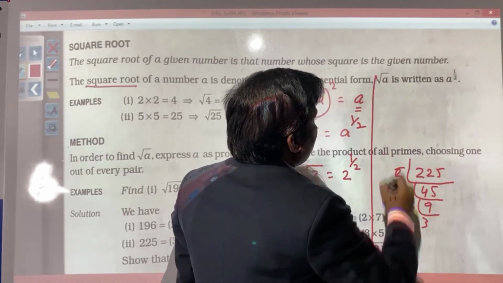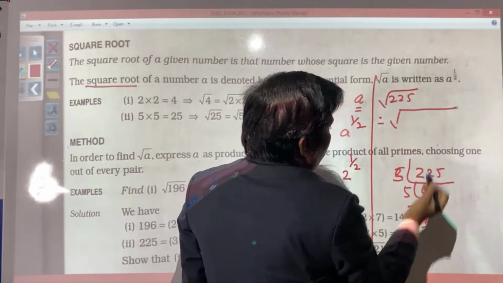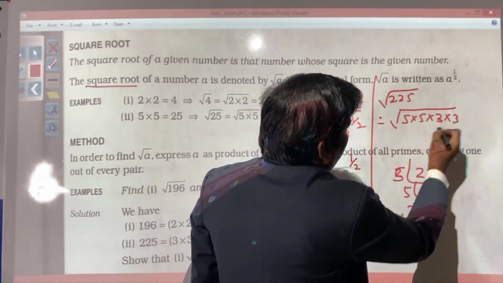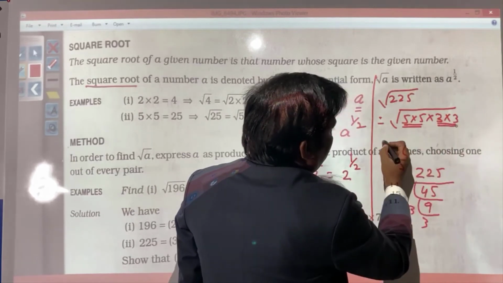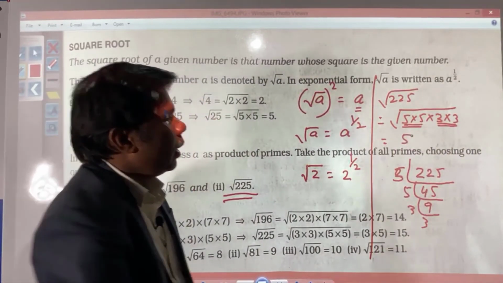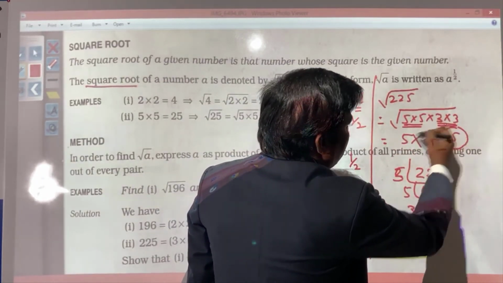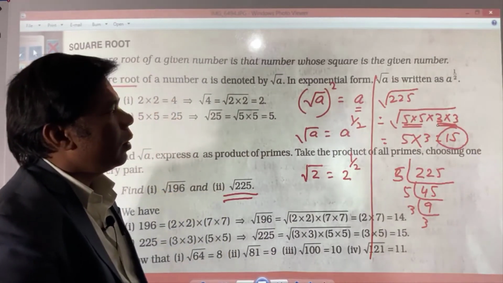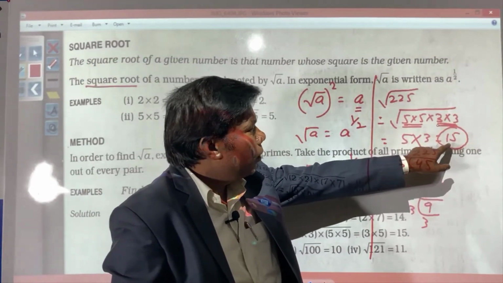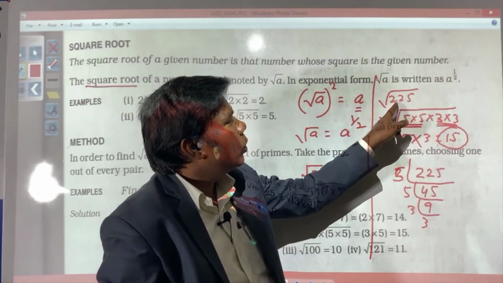Now suppose you need to find out the square root of 225, what will we do? We will write the prime factors 3 into 3. Now pairs we will take out. One pair we had of 5 and the other pair we had of 3. The product of this will be your answer. So root under 225 will be equal to 15. It means if you are squaring this number 15, you will get 225.